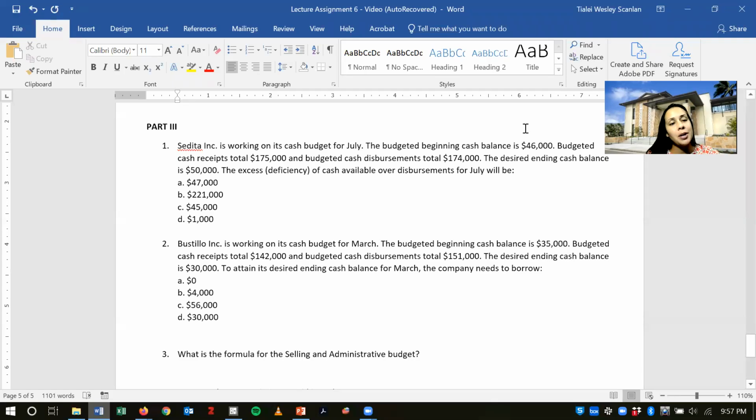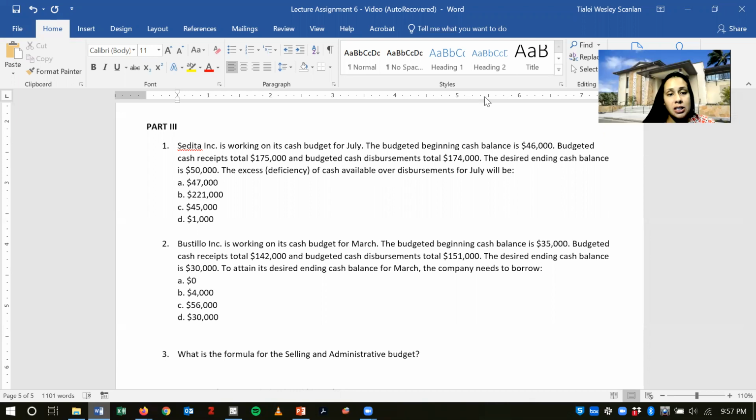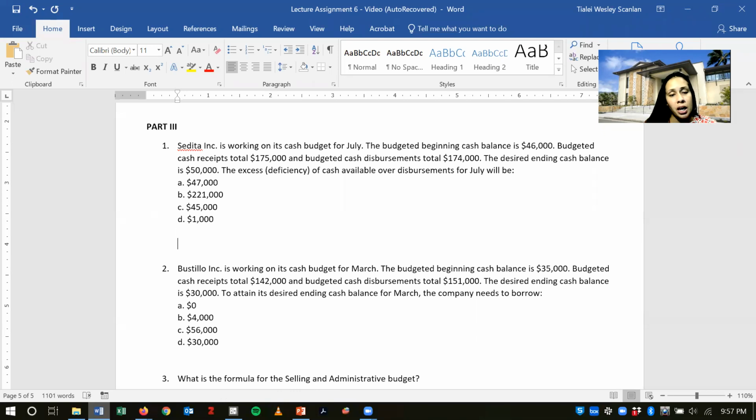Okay, so entering into part 3, we're going to be talking about the cash budget and the selling and administrative budget. Sedita Inc. is working on its cash budget for July. The budgeted beginning cash balance is $46,000. Budgeted cash receipts total $170,000. Budgeted cash disbursements total $174,000. Desired ending cash balance is $50,000. The excess deficiency of cash available over disbursements for July will be.